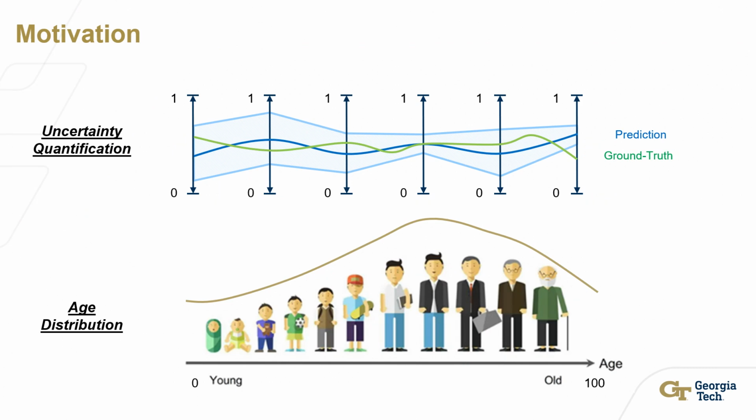Here is our motivation. Suppose we have a human dataset, and the features represent various physiological data, and the output is a continuous value indicating the side effects experienced from certain drugs. The yellow line here is the age distribution for this dataset. Note that the dataset is imbalanced, with a substantial number of samples in the 25 to 45 age range, while infants and the elderly are sparse.